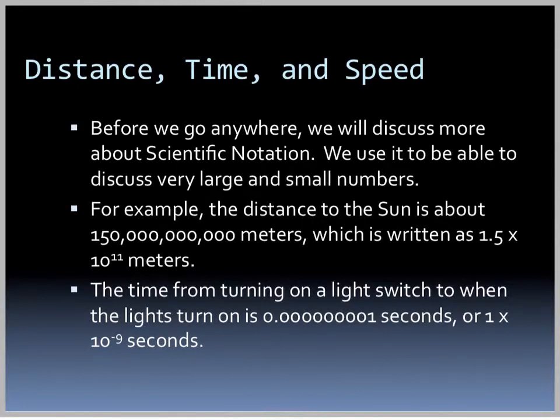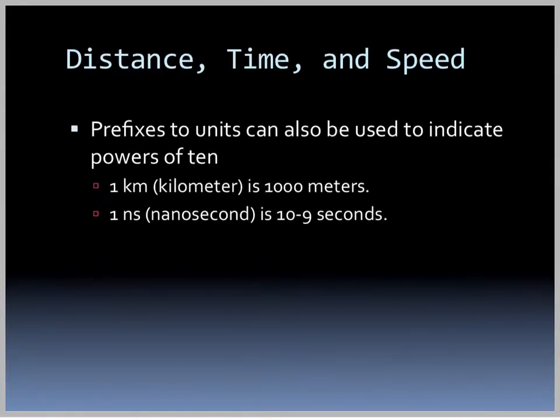150 billion meters, which is written as 1.5 times 10 to the 11th meters. Or the time from turning on a light switch to when the light turns on is about 0.000000001 seconds, or 1 times 10 to the minus 9 seconds. We can also use prefixes to indicate powers of 10. So for example, a kilometer is 1,000 meters. A nanosecond is 10 to the minus 9 seconds.